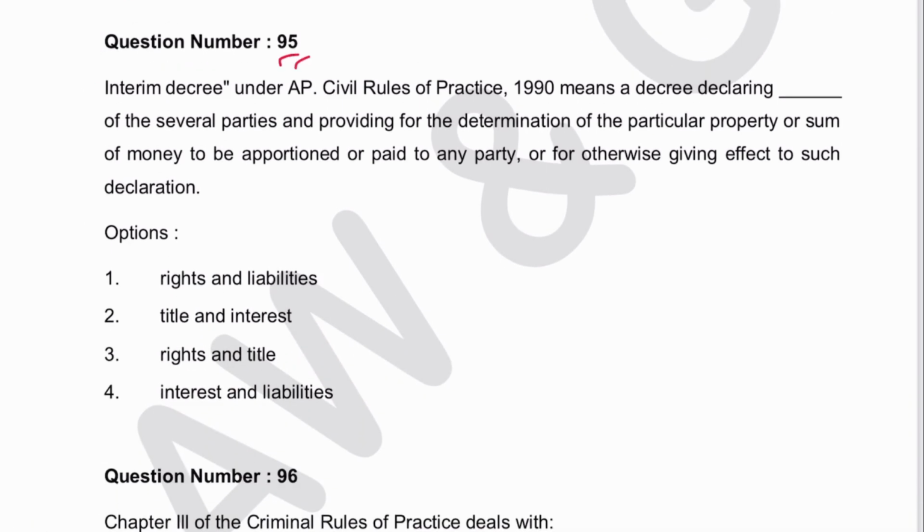Next 95. Interim decree under AP Civil Rules of Practice means a decree declaring rights and liabilities of the several parties and providing for determination of the particular property or sum of money to be apportioned or paid by any party. Declaring rights and liabilities. 1 is the answer, and this is mentioned in Rule 2I of AP Civil Rules.